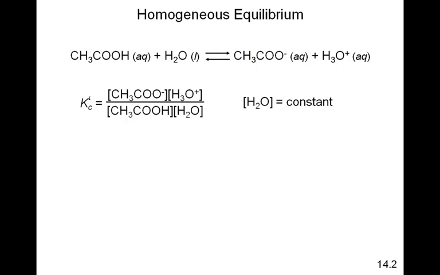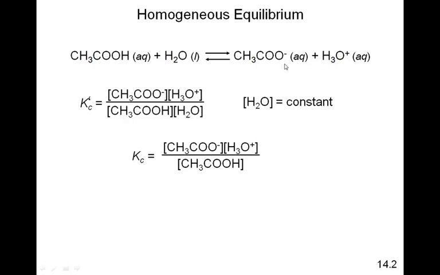It remains constant. And so the K sub C for the final reaction, the final K sub C, is equal to K sub C prime times the concentration of water. And so the K sub C is equal to the CH3COO minus concentration times the H3O plus concentration divided by the CH3COOH concentration. We do not put liquids into the K sub C expression. The only substances that we put in the K sub C expression are gaseous substances, which we don't have any of in this equation, and aqueous substances.